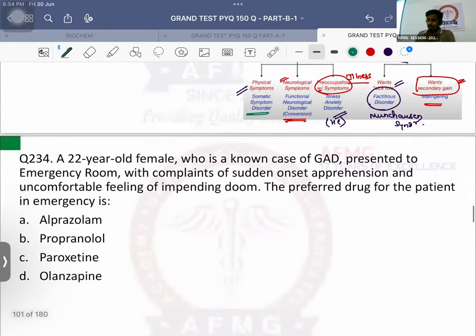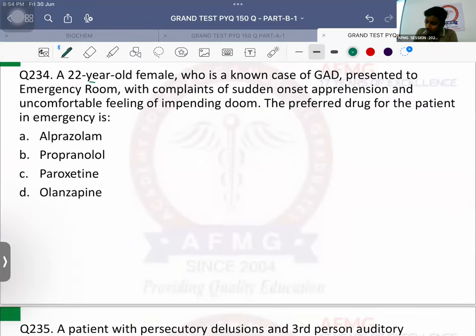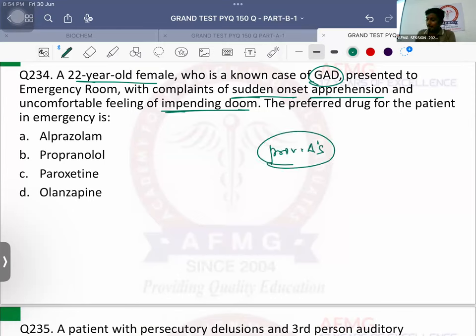Okay? Question number 234. A 22-year-old female who is a known case of generalized anxiety disorder presented to the emergency room with complaints of sudden onset apprehension and there is uncomfortable feeling of impending doom. The preferred drug for the treatment in emergencies. Provisional diagnosis. Very good. A patient of generalized anxiety disorder has a sudden severe anxiety, okay, in which she is having a feeling of impending doom. Main kabhi bhi mar sakti hu. That is a case of panic attack. Known case of GAD having panic attack now.